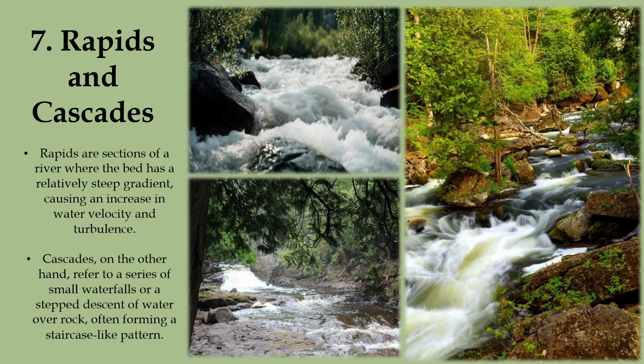Rapids are sections of a river where the bed has a relatively steep gradient, causing an increase in water velocity and turbulence. A cascade, on the other hand, refers to a series of small waterfalls or a stepped descent of water over rocks, often forming staircase-like patterns.